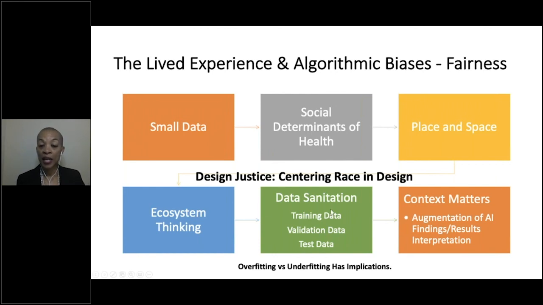Data sanitation, which we definitely learned in the studies that I talked about, the training data, the validation data, and the test data all have implications for over- and underfitting, which has impacts on populations. And again, context matters. Augmentation of AI findings relative to how the results will be interpreted and used and informing policymakers, all centered around the concept of design justice, centering race in design so that it will not be absent and it will not be overlooked.